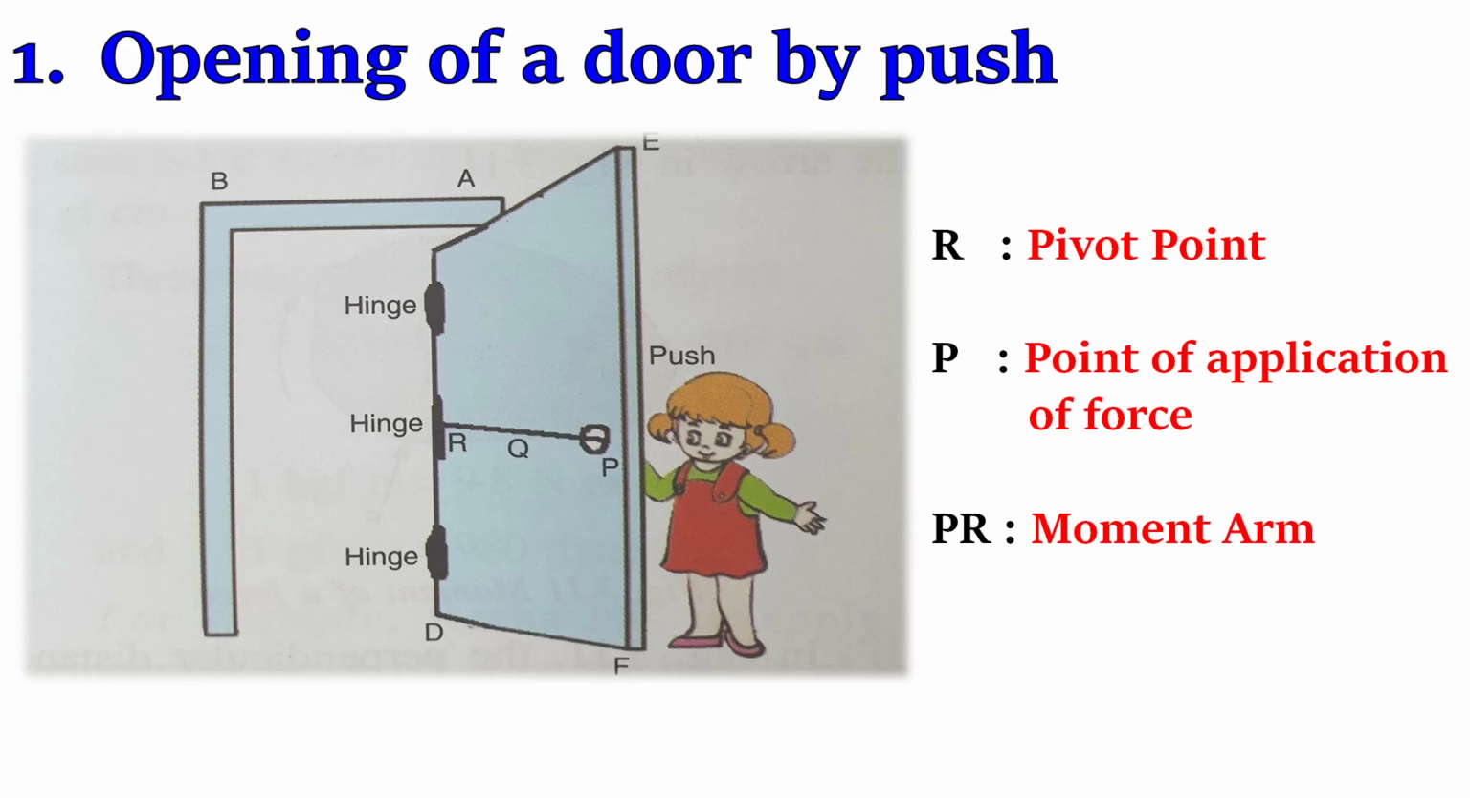See the distance. Now you yourself imagine, if the girl keeps her hand on point Q, the perpendicular distance will decrease. If the perpendicular distance will decrease, you have to apply more force, because the work is same. You have to push the door. Okay, so the work will be same. If you reduce the perpendicular distance, then you have to apply more force.